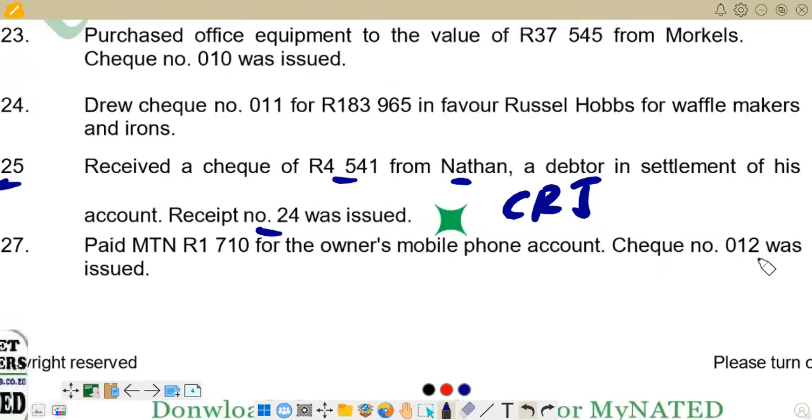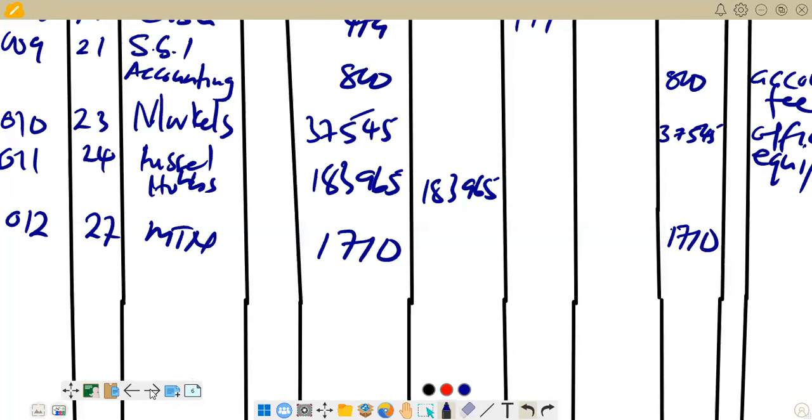The description is that it is the owner's mobile phone. So this is personal use, so it's their drawings. They are drawings. So in the details there we write drawings. So this is what we have on the details part. Then go and look at the next one that we have.